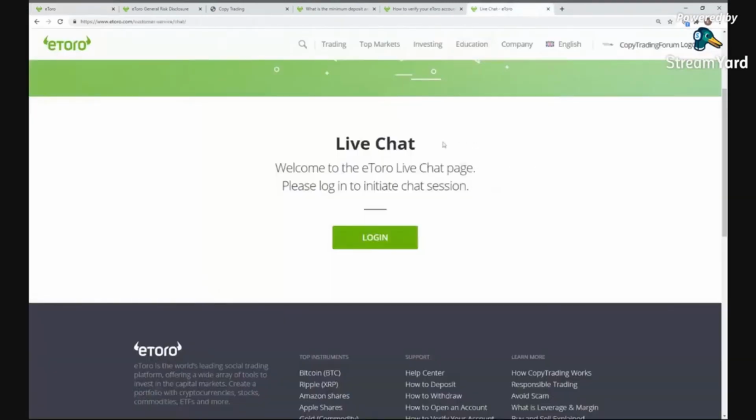I'm going to go to eToro Live chat. Just type into Google eToro Live chat and click login. The thing is, live chat is not available for new users. It's only available for club members. I'm a silver club member on my other account, so I have that access. But you can open a case here and open an email ticket if you need customer support.